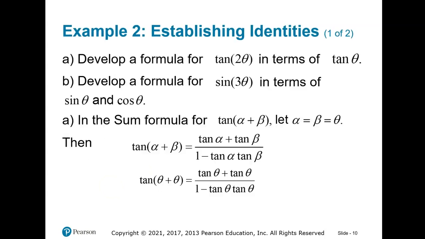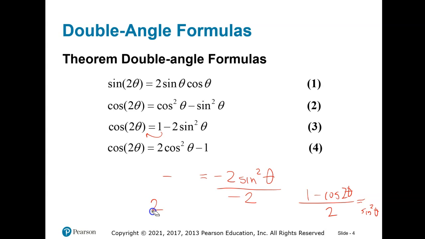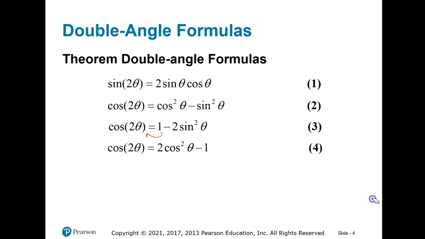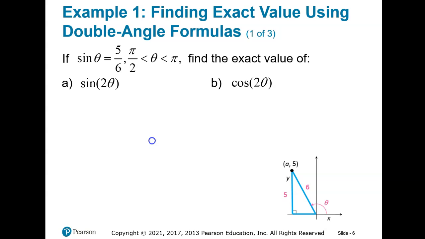So if you can memorize these double angle formulas for cosine, which again, we started the video off showing that I could get the double angle formulas for cosine from the sum formula for cosine. You don't have to memorize any of these. You could derive them on demand.